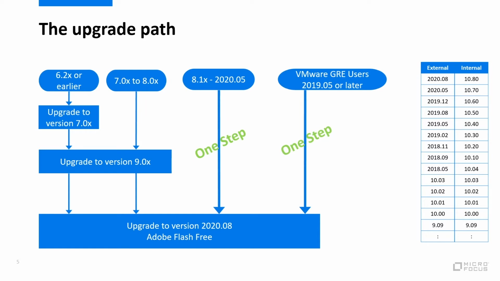Finally, as already mentioned, if you're on one of the most recent releases and using the VMware GRE functionality, then a single step upgrade to the latest release will get you Flash free, or there is an option to simply install a version 2020.05 HTML5 patch. This will be a very simple implementation. We'll get you there, but again, we'd like to recommend doing a full upgrade.